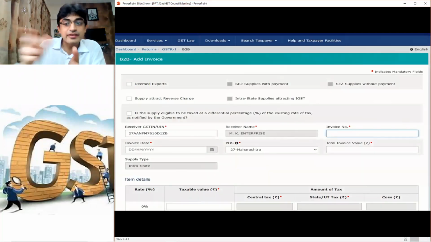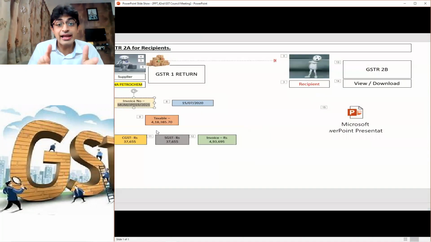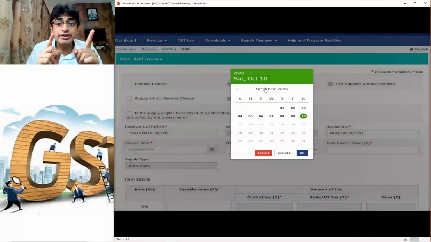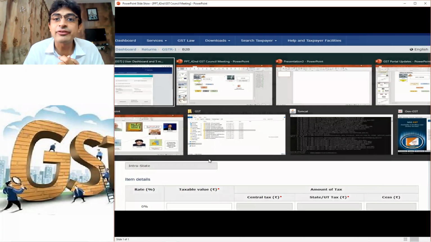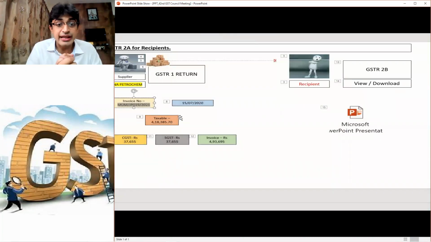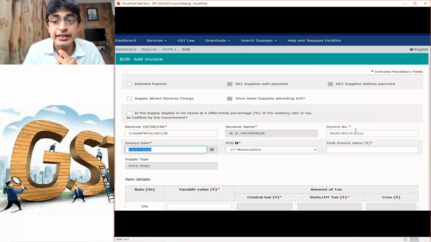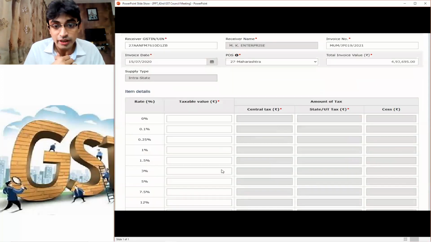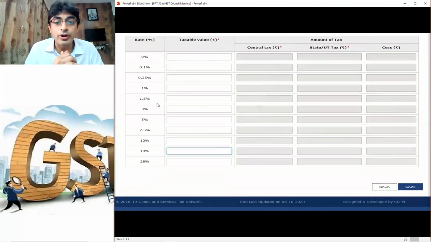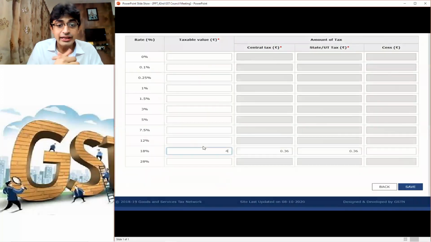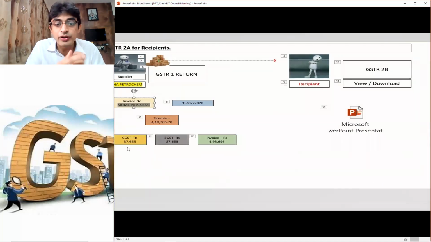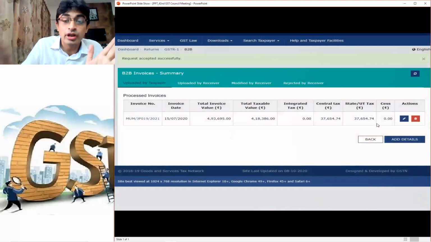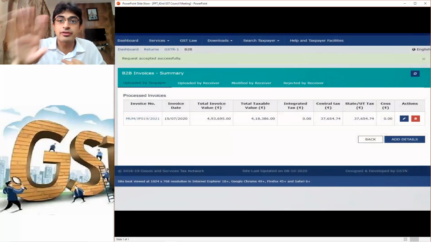Name of the recipient is MK Enterprise. This is the invoice number that he will write. What was the date? 15th of July. So he will select 15th of July. The total amount is 4,93,000, so total invoice value will be 4,93,000. Correct? And this is 18% GST, 4,18,000. So net amount against 18%, I will write, and CGST and SGST will come on their own. So supplier has filed GSTR1.